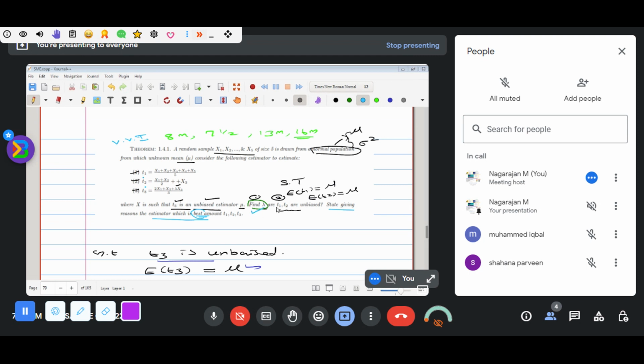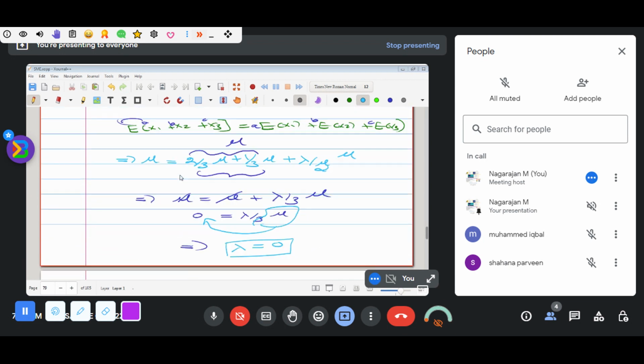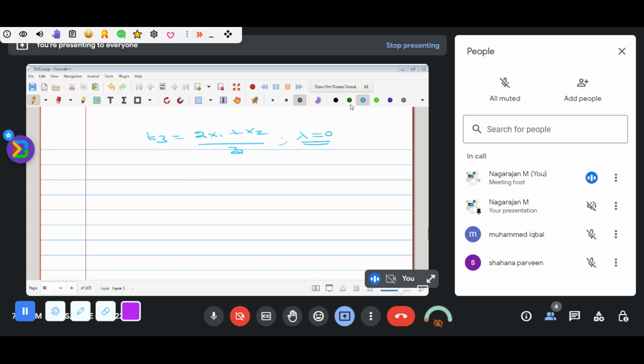Second one: T1 and T2 are unbiased. We want to show that. What does that mean? You want to show that E of T1 equals mu and E of T2 equals mu, separately. These are the T1 and T2 estimator values. Therefore, I move to the second proof. First, I show that T1 is an unbiased estimator.